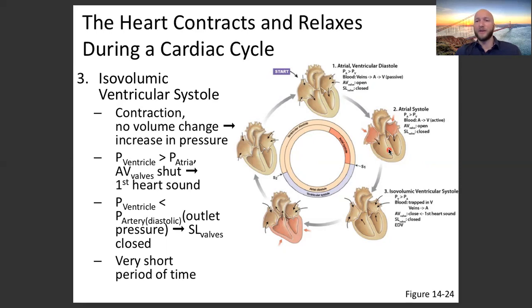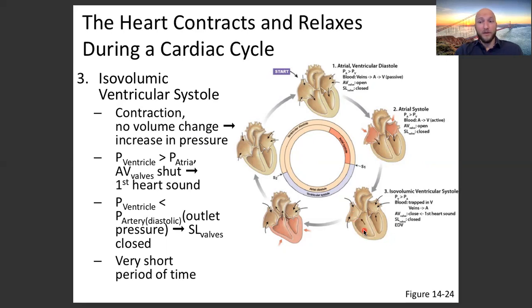It's time to contract the ventricle. So the ventricle starts to contract. When the ventricle starts to contract, the pressure in the ventricle is going to become higher than the pressure in the atria. Do we want blood to flow from the ventricle to the atria? We do not want blood to flow from the ventricle to the atria.